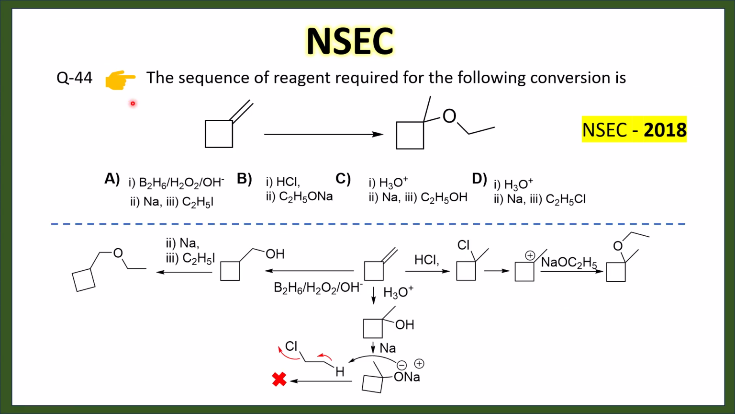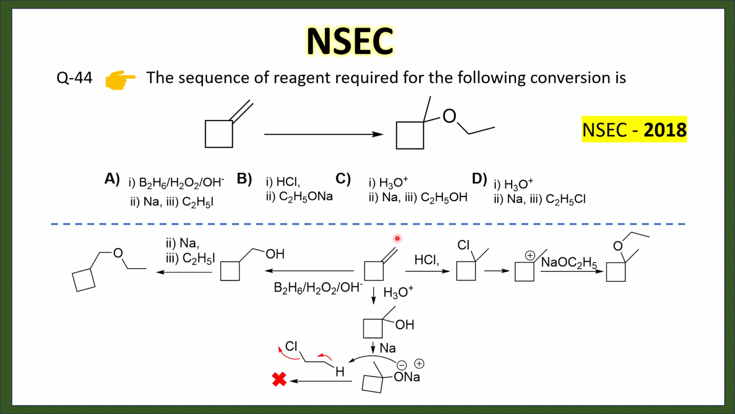Now question number 44: the sequence of reagents required for the following conversion. This is the conversion; we have to choose the right set of reagents. Let's do it one by one. This one is the substrate; reaction with B2H6, H2O2/OH- gives this terminal alcohol. Further reaction with sodium and ethyl chloride gives this ether product, but this is not matched.